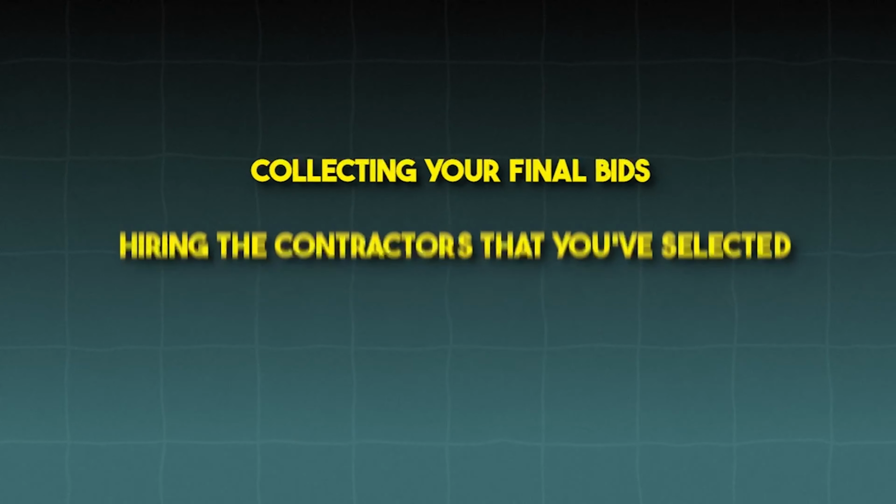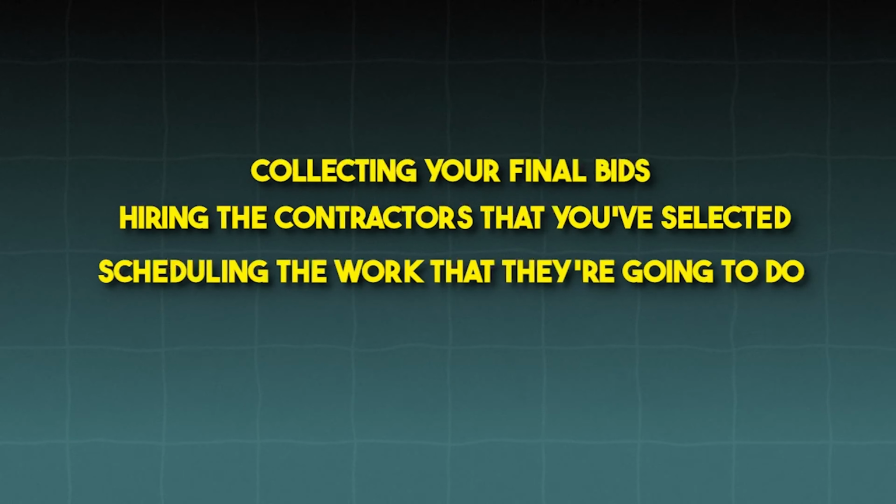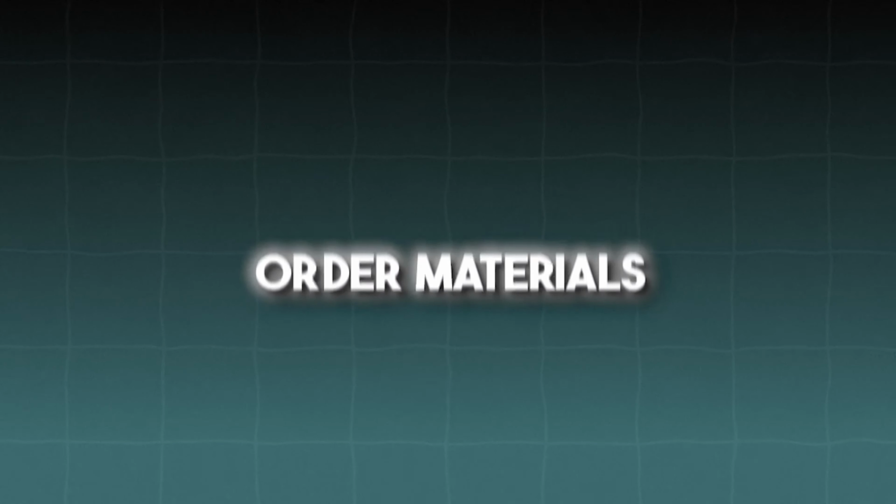This involves collecting your final bids, hiring the contractors that you've selected, scheduling the work that they're going to do out for the next few weeks or few months, however long your project is going to take. Beginning the permitting process, usually your contractors will do that for you, but make sure you're clear on that. And if not, you need to do it. I highly suggest having your contractors do it for you. Then begin ordering materials. You won't need to order everything right off the bat, but make sure you're ordering things with enough time in advance that you're not going to slow the project up as you go through the process.